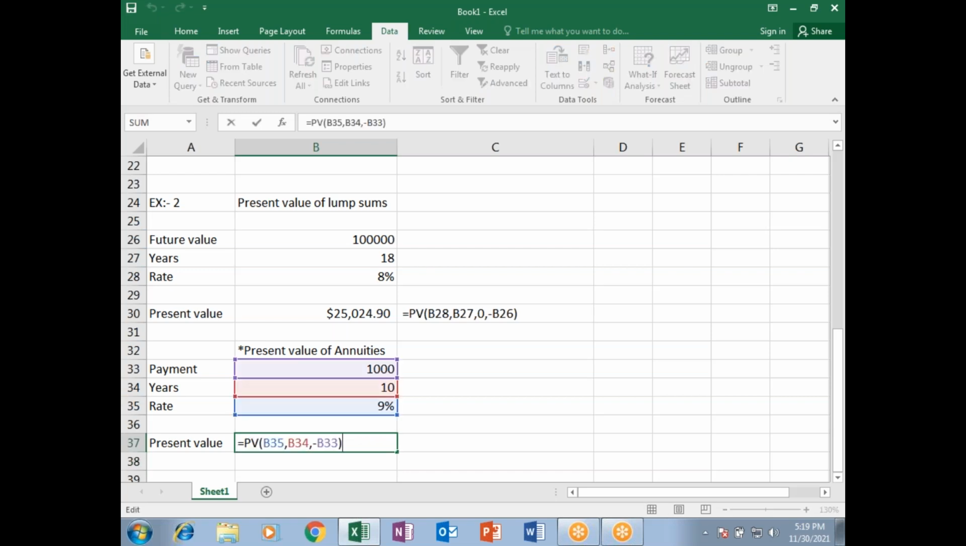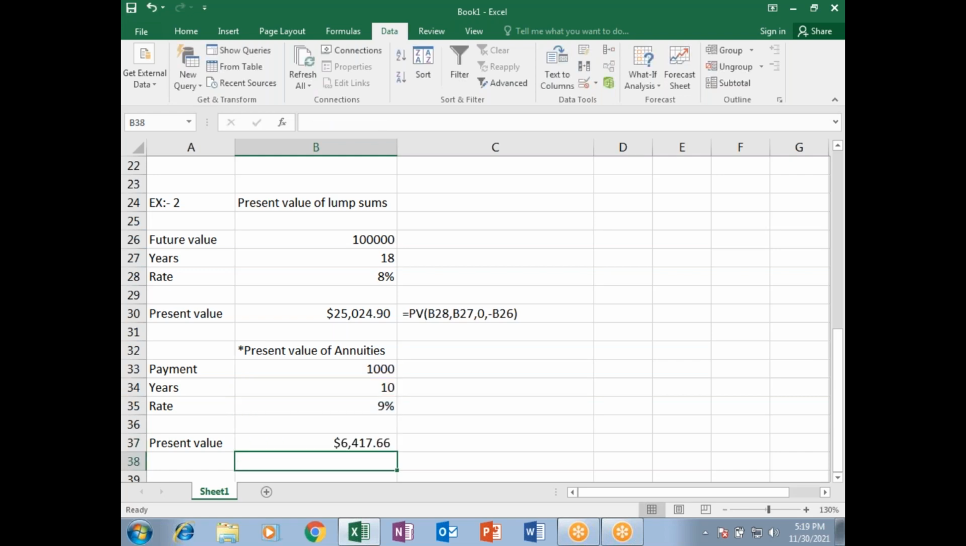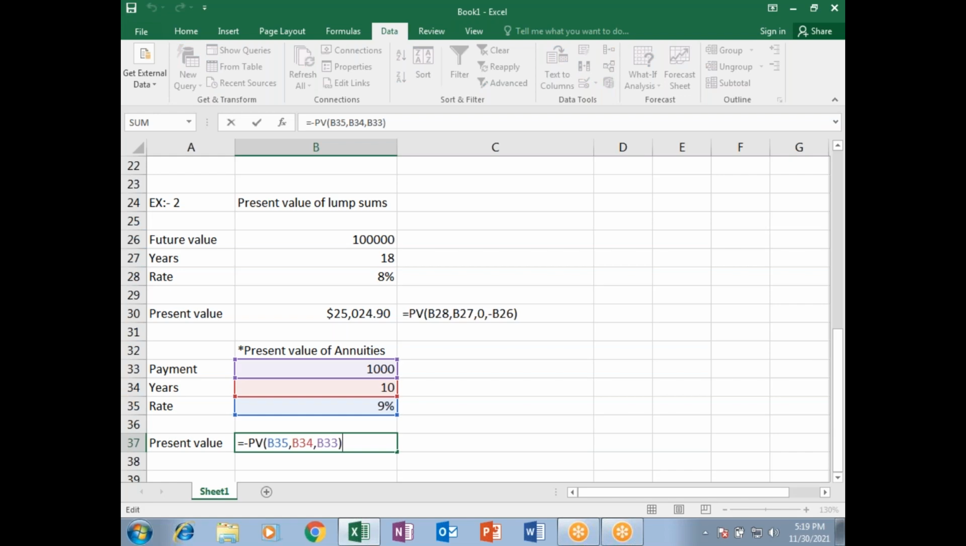So what I do is, I'll not give the minus symbol here. Directly I will give the minus symbol for the future value, so I'll get the minus of that particular amount. Okay. So to avoid that negative, we will make it positive by giving the minus.